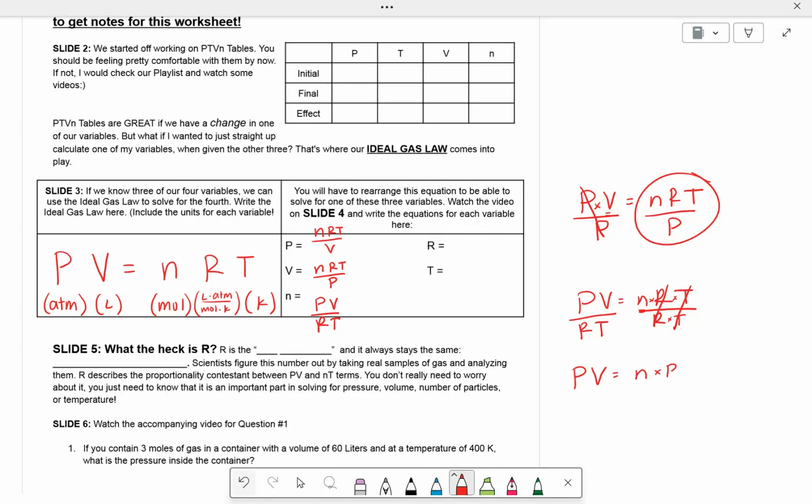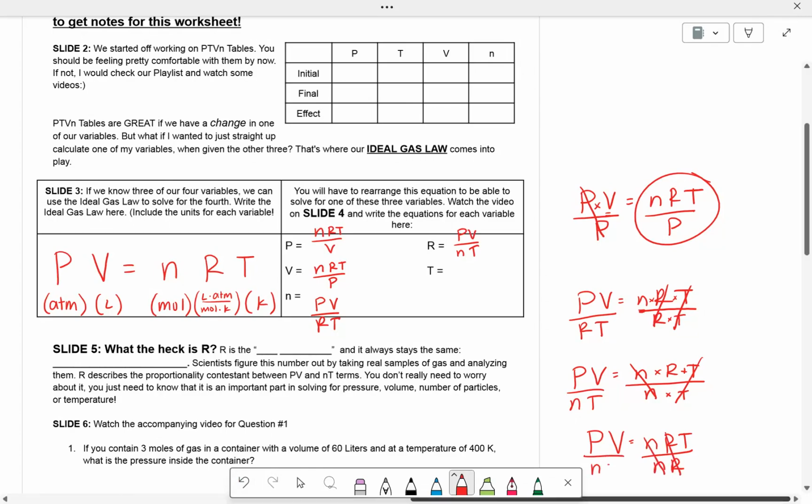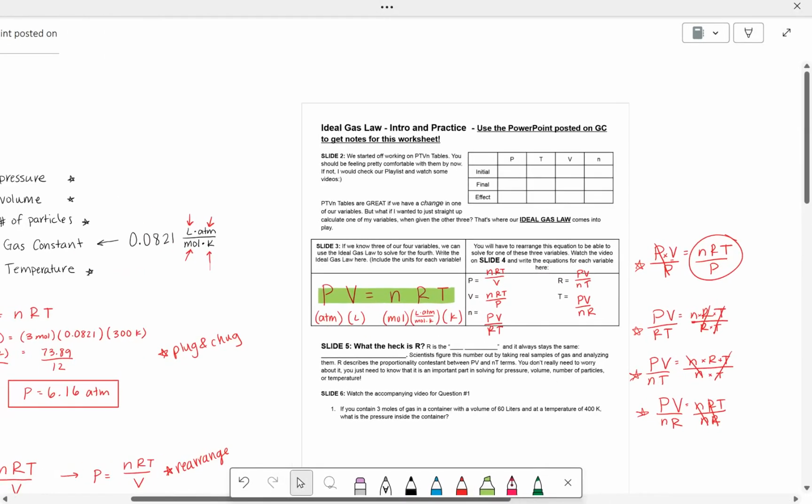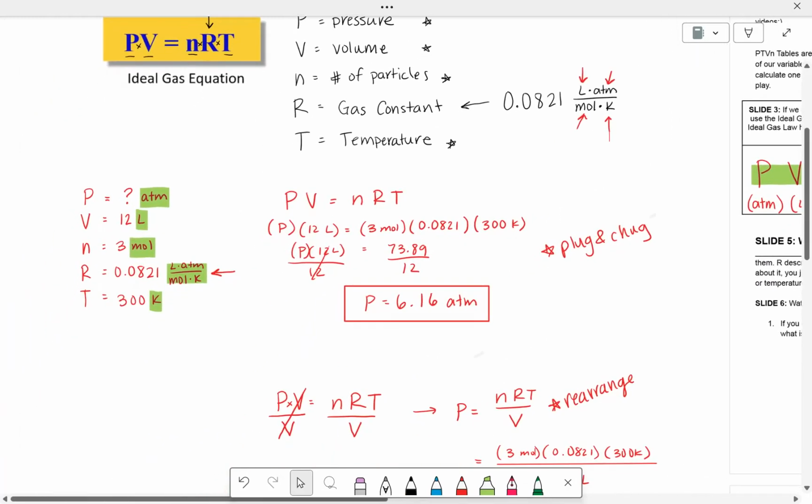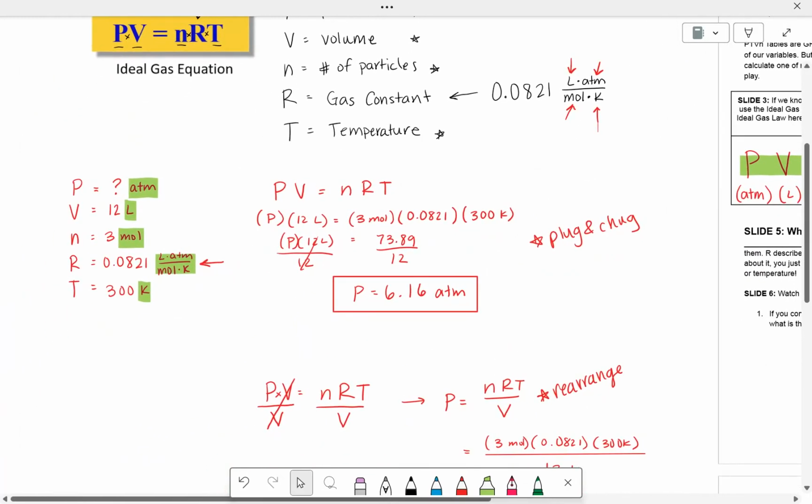And the same idea goes for R. If we want R by itself, we're going to divide by N times T, to get those guys out of the way. And temperature, again, get rid of the ones that are stuck to it through division. Temperature is pressure times volume divided by nR. Really, the only one you need to know is PVnRT, this one, and then from there you rearrange it first. But again, if you prefer the plug and chug method, where you have PVnRT, you plug it in, you solve for your unknown, you're good.